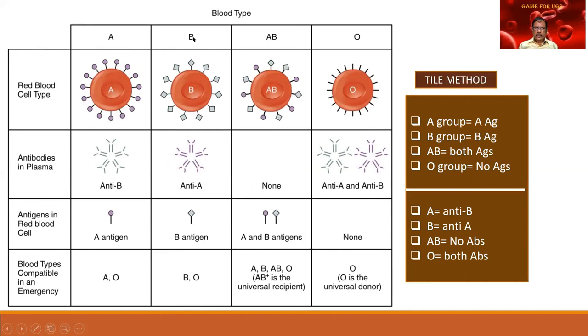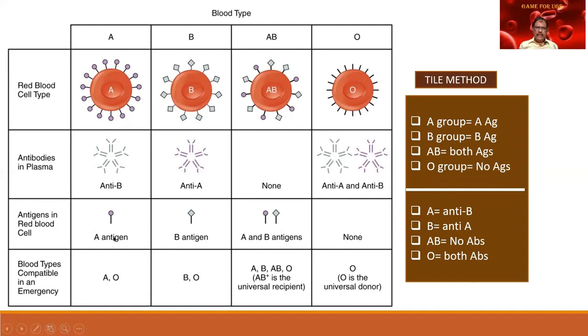So these are the various blood groups over here: A, B, AB, and O. There are antigens present on the surface of the red cells. So there is the A antigen, then the B, AB, and no antigens. Accordingly, you find that in this patient, there will be anti-B antibodies. In this, there will be anti-A antibodies. In the AB group, no antibodies are present, whereas in the O group, both anti-A and anti-B antibodies are present.